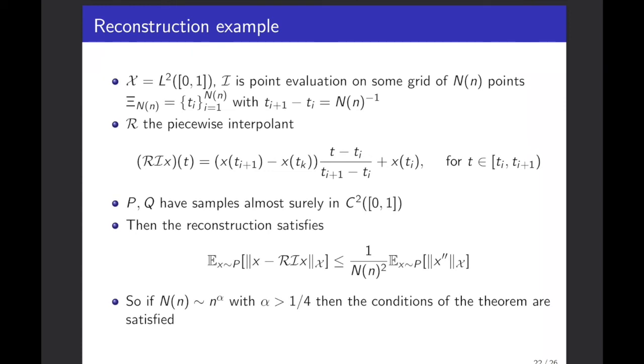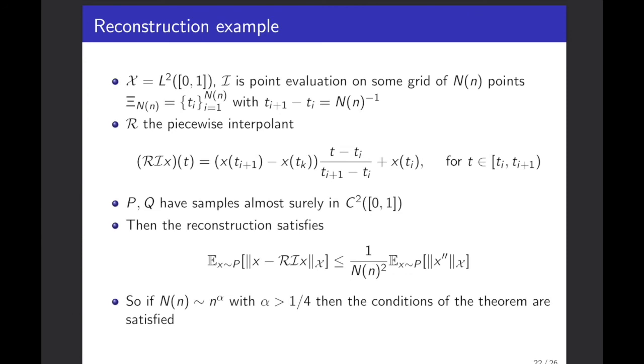Now we just need to assume that P and Q have some regularity, and this will allow us to get the convergence rate for the error of approximation. Given this regularity, it's a classical result that the piecewise interpolant has this sort of error, where it's the square reciprocal of the number of points, and this is a constant given our assumptions on P and Q. So if the number of points is asymptotically the same as n to the alpha, with alpha greater than a quarter, then this term would be less than n to the minus half, so the condition from the theorem will be satisfied.